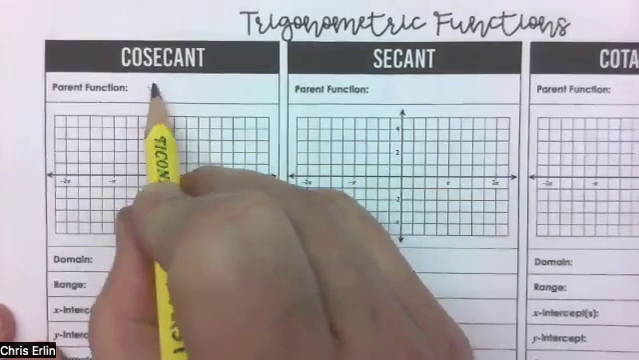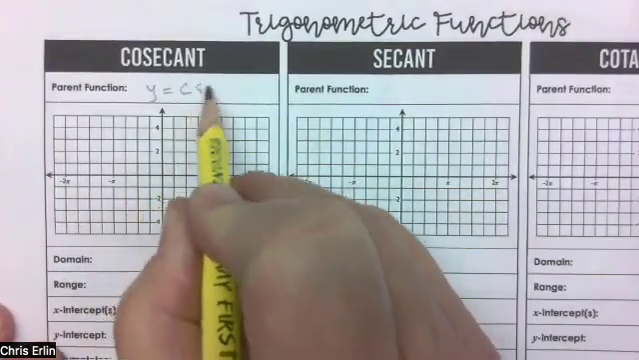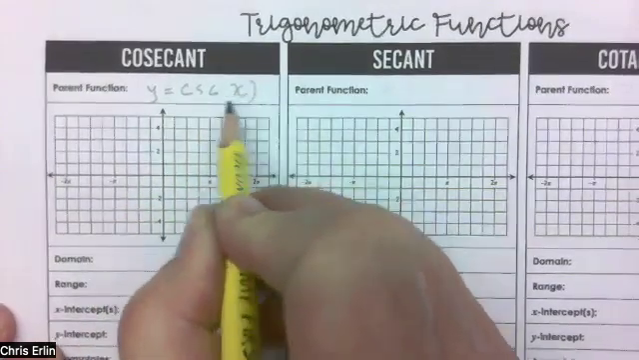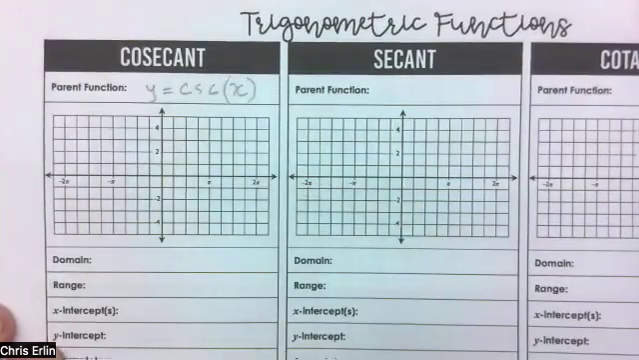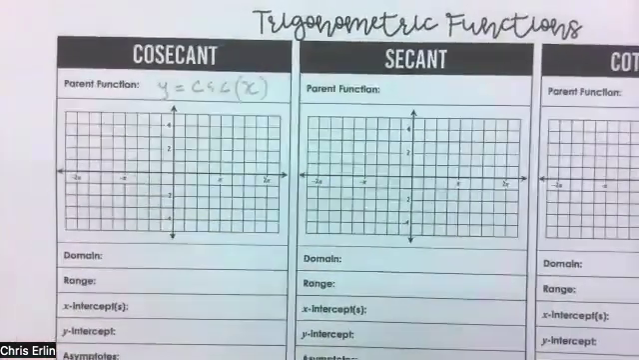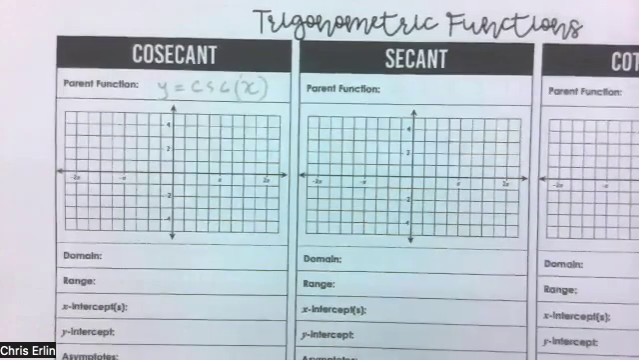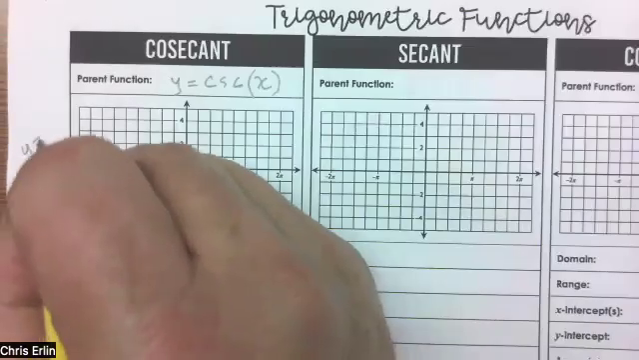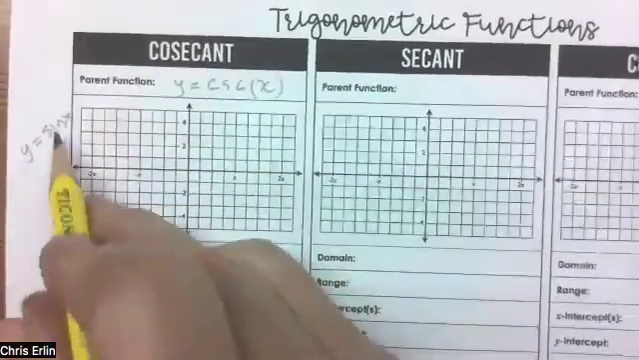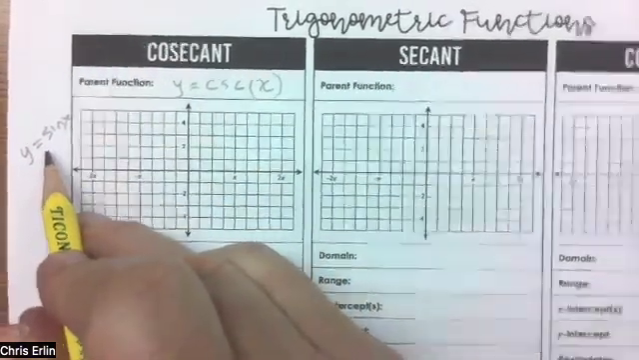So the parent function here is going to be y is equal to cosecant of x. You guys intimidated? Good. This one's not hard. Cosecant is so closely related to what function? Sine. So here, to do these, I'm going to graph sine first.